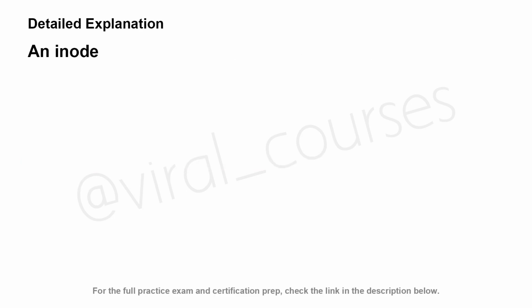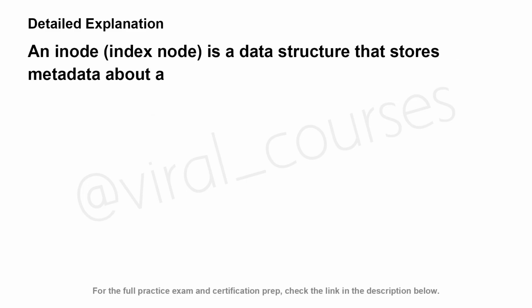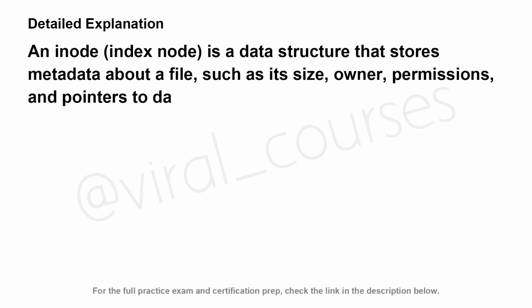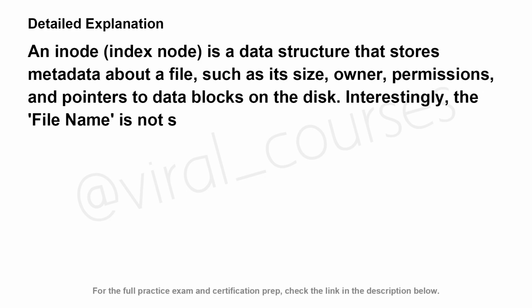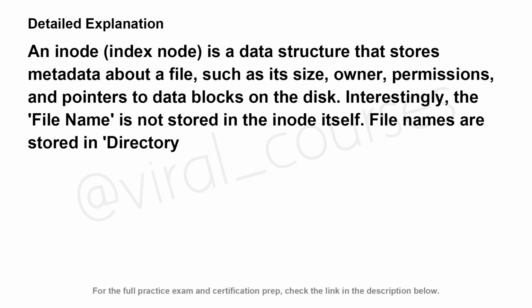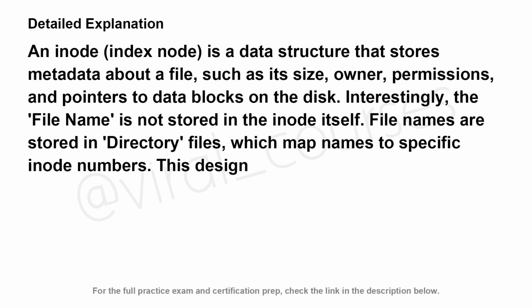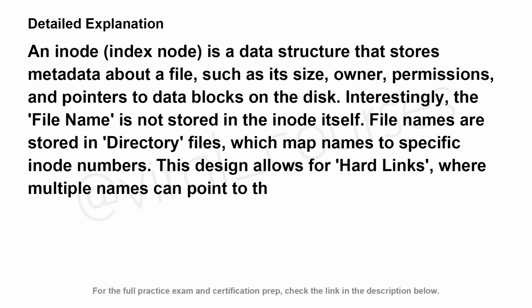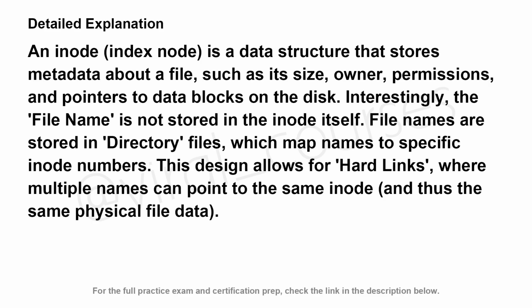An inode, index node, is a data structure that stores metadata about a file, such as its size, owner, permissions, and pointers to data blocks on the disk. Interestingly, the file name is not stored in the inode itself. File names are stored in directory files, which map names to specific inode numbers. This design allows for hard links, where multiple names can point to the same inode, and thus the same physical file data.